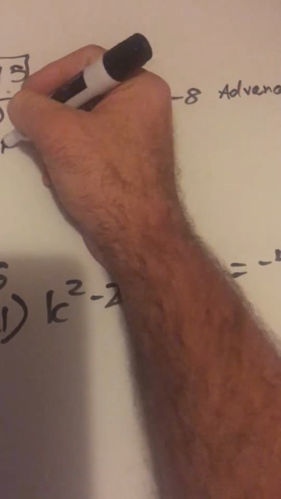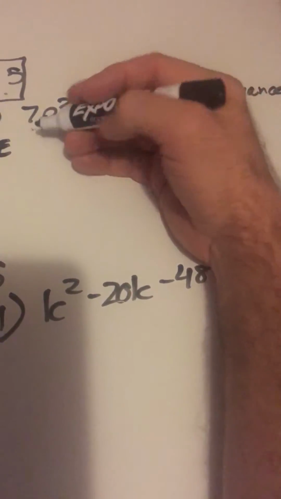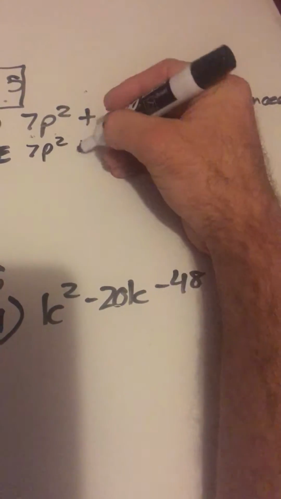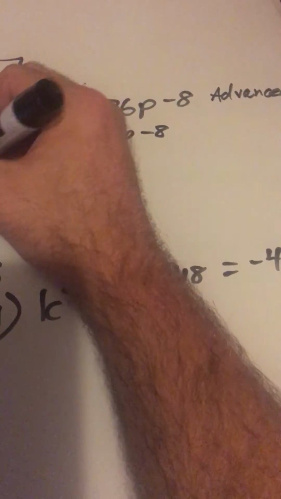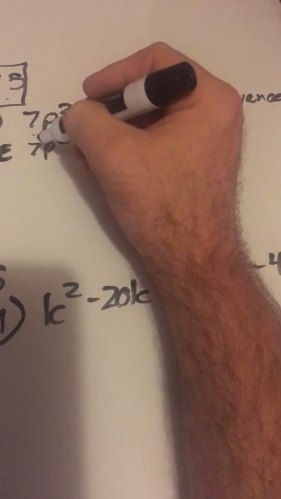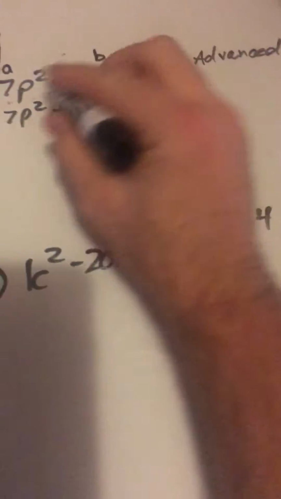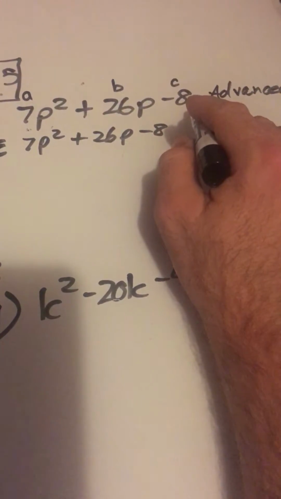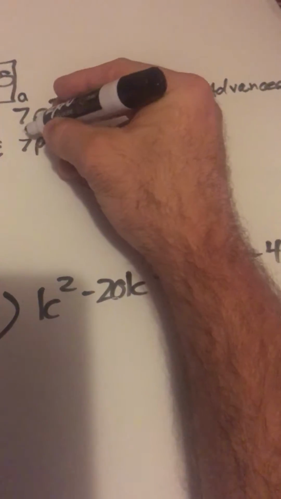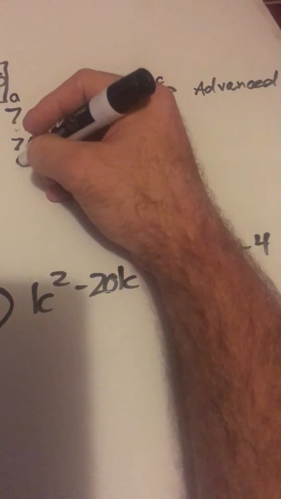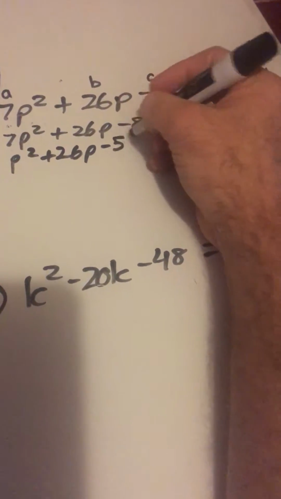Can anything come out of everything? Does 7, 26, and 8 share a factor? No, they don't, so we'll leave that as it is. Then we take A times C. If I were to label this, this would be A, B, and C, and we will use this later when we get to the quadratic formula. Now we take A times C, this number times the last, so I have p squared plus 26p minus 56.